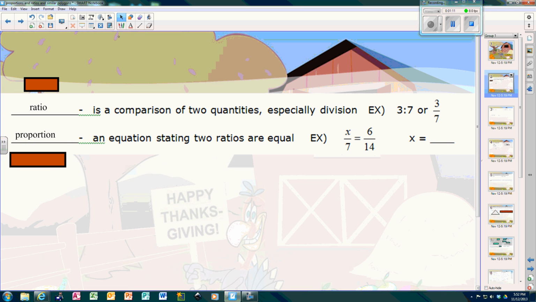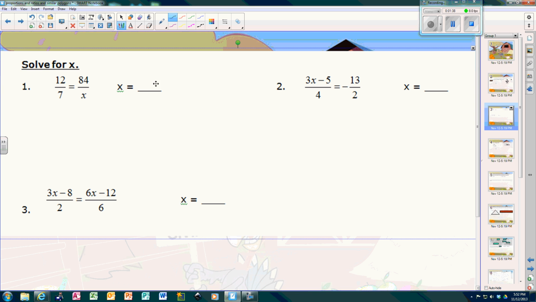So let's see if we can solve this. To solve this, remember you cross multiply. So you get 14x equals 7 times 6 is 42. Now we just have a plain old normal algebra equation. So divide both sides by 14 and we get that x is 3. So our answer is 3 to that proportion.